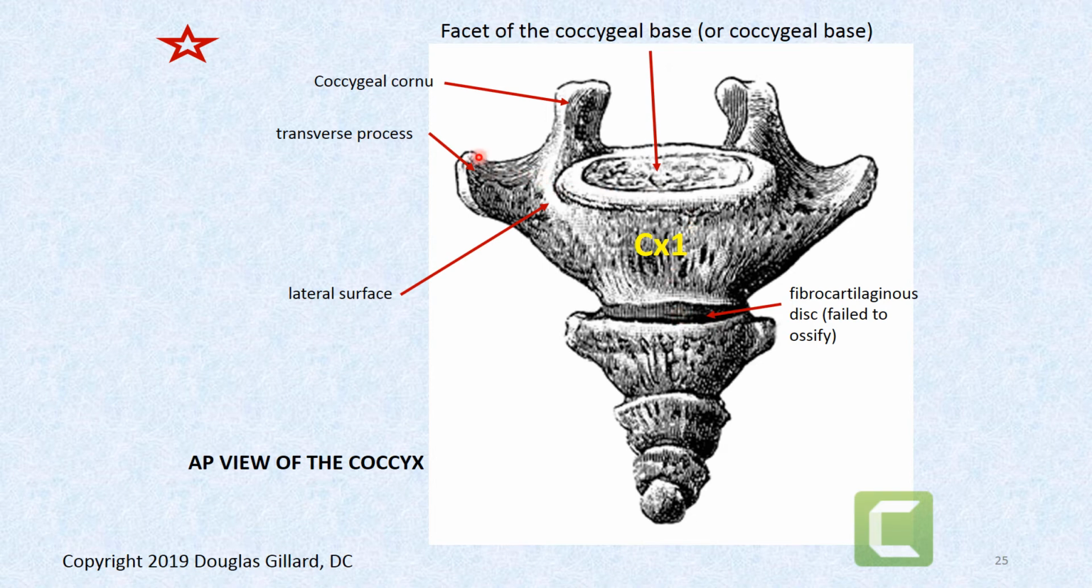But from this view, we see the transverse processes again. Here's the cornua, the coccygeal cornua. And here, there's a fibrous little pad that the author tried to draw, and that's the facet of the coccygeal base. So that's a good one to know. That's actually one of the, the same picture I think is in your lab worksheet.